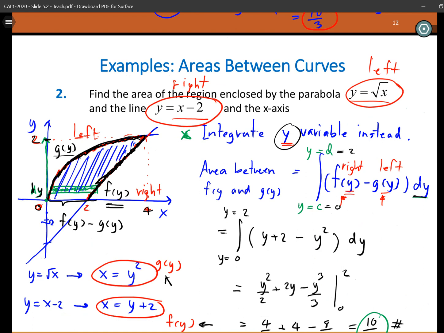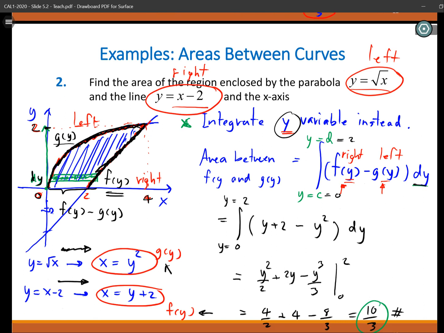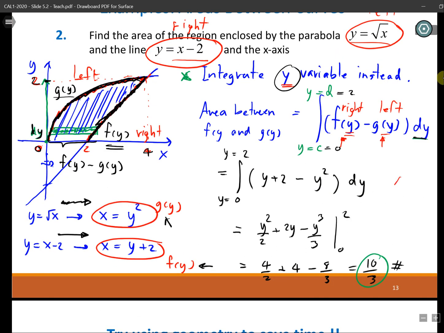One is always on the right, one is always on the left. All we need to do is just to switch from x variable to y variable. The main thing that we need to do is just this switching. Switch from f(x) to f(y) and g(x) to g(y), right? And in the end, you just need to work on this one integration.